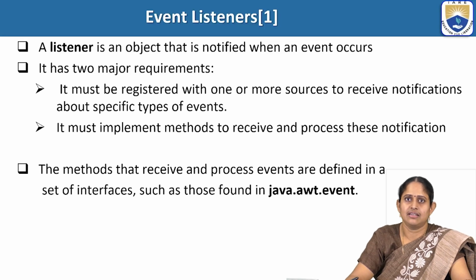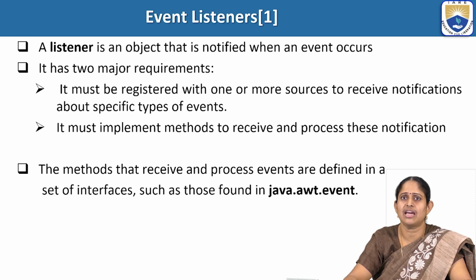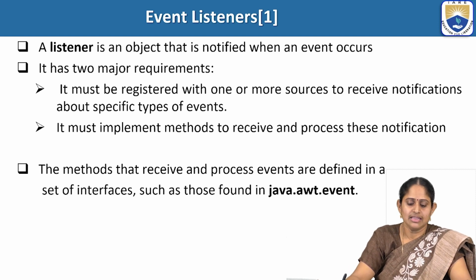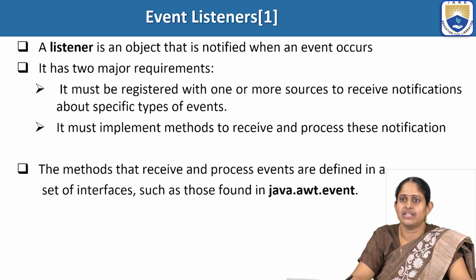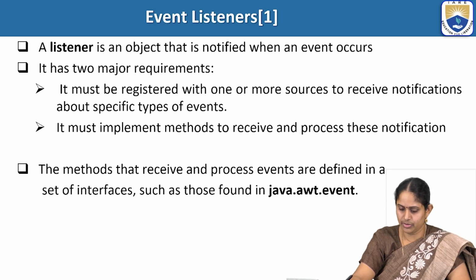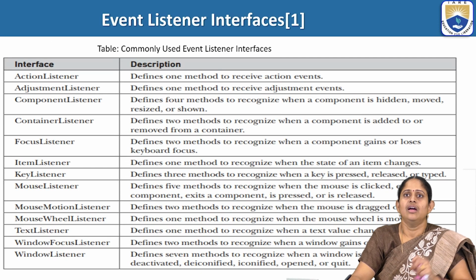Next is the event listener. The listener is an object that is notified when an event occurs. It has two major requirements. One is that it must be registered with one or more sources to receive notification about specific types of events, and it must implement the methods to receive and process these notifications. The methods that receive and process events are defined in a set of interfaces found inside java.awt.event.